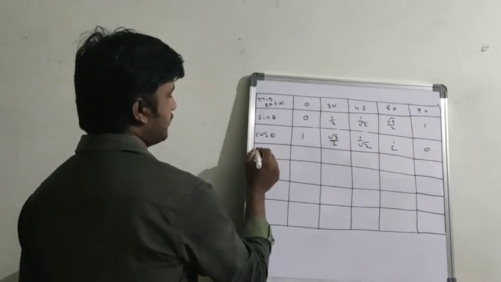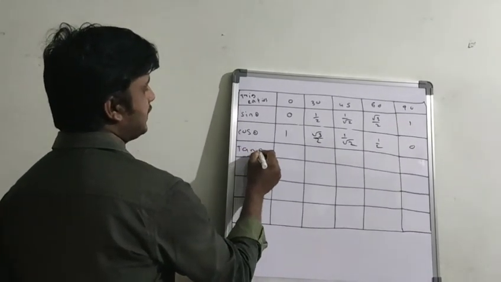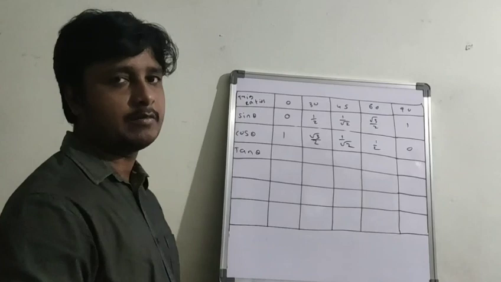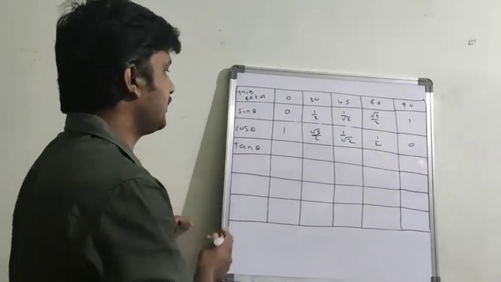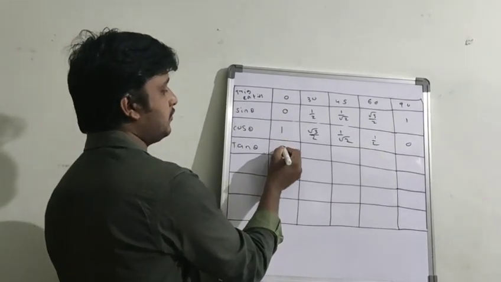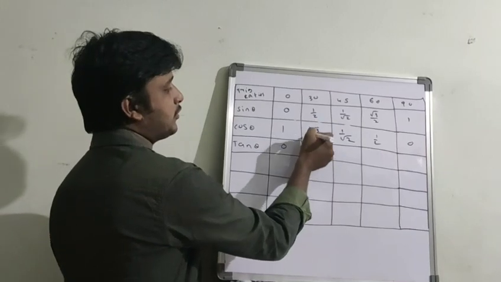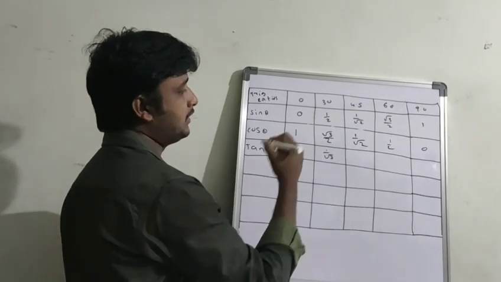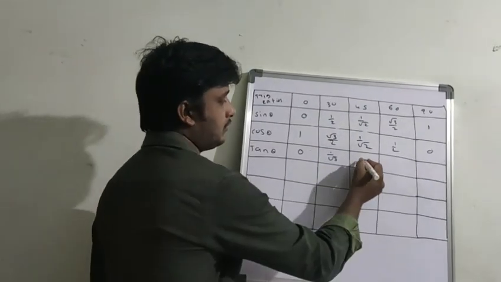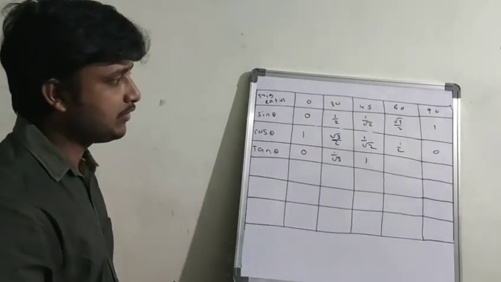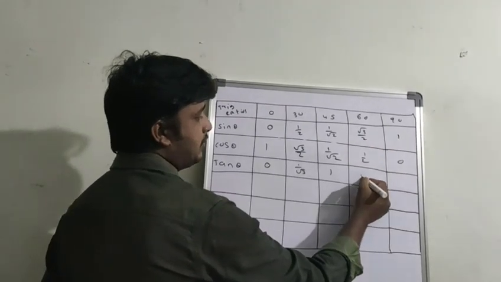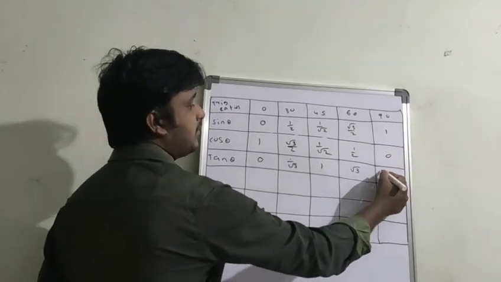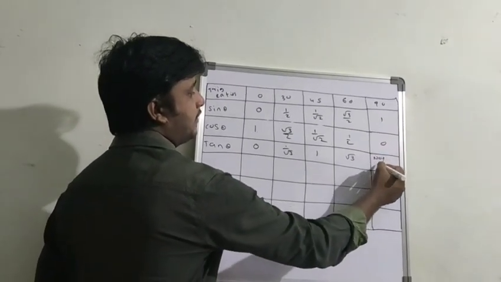Just now we discussed that tan theta is the ratio of sin theta and cos theta. Sin theta by cos theta equal to tan theta. So similarly, 0 by 1 is equal to 0. 1 by 2 divided by root 3 by 2, the 2 gets cancelled, and it becomes 1 by root 3. 1 by root 2 divided by 1 by root 2 is 1. Root 3 by 2 divided by 1 by 2, the 2 gets cancelled, and the value is root 3.